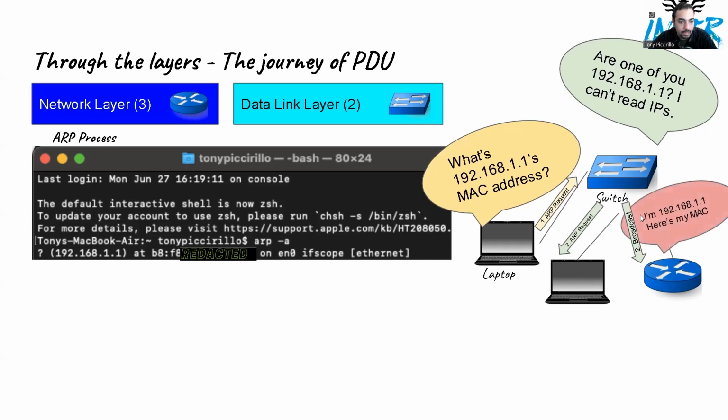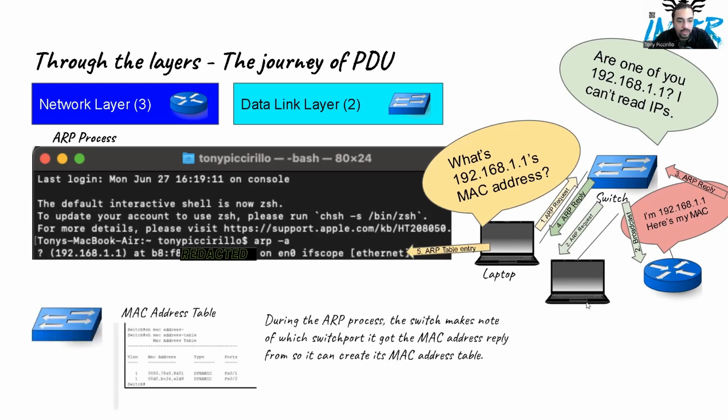So now the router is like, hey, that's me. I'm 192.168.1.1, and here's my MAC address. So the router sends an ARP reply back to the switch. Then the switch sends the ARP reply back to our laptop with the default router's MAC address, which is then placed into the ARP table cache on the laptop.